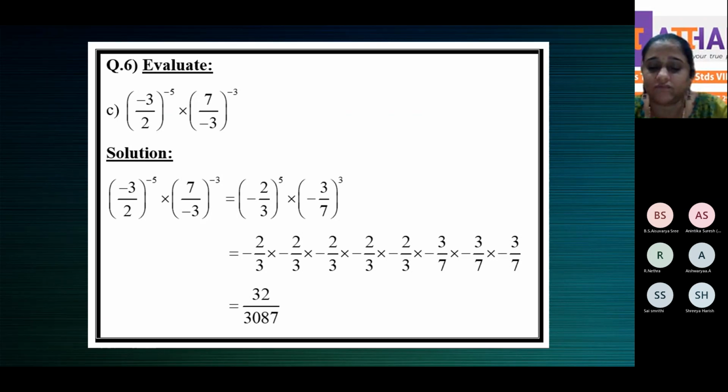Let me check. I don't know if I have gone wrong multiplying. So it's basically 243 into 3, 243 into 343. What did you get? Ma'am, 38 upon 3087.